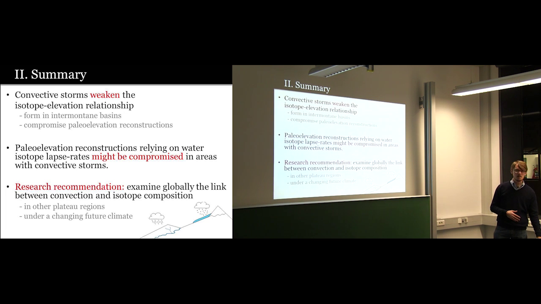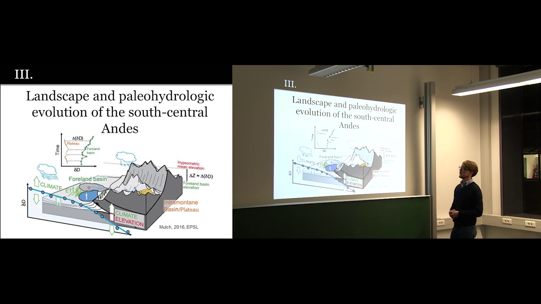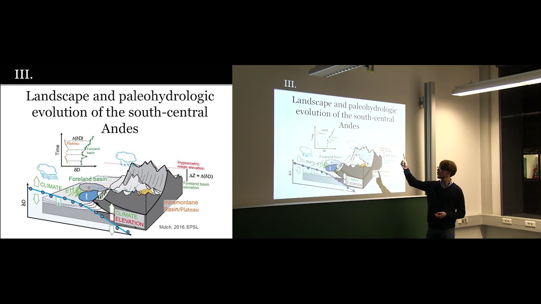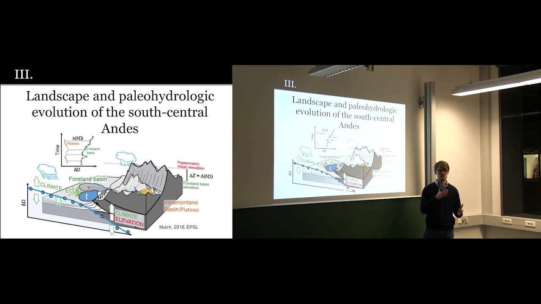So let's leave that part behind and come to the last part of the talk, where I will go into a paleo record. We actually look at the landscape and landscape evolution, and especially the paleohydrologic evolution of the South Central Andes. I showed you that in certain parts there is a stable isotope elevation relationship, but in other parts there is not, especially in the most southern part. And of course this has important implications when you work in paleo records.